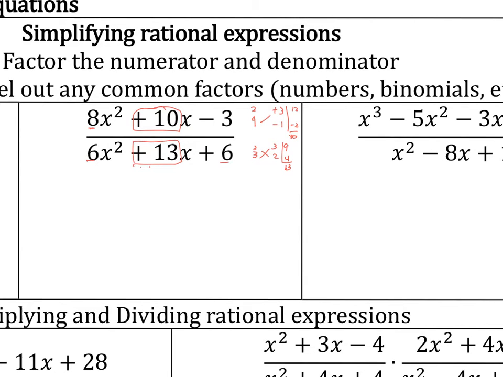Okay, and now we can factor 2x plus 3, 4x minus 1. Okay, so we have 2 common binomial factors, cancel, and then you have your simplified rational expression.